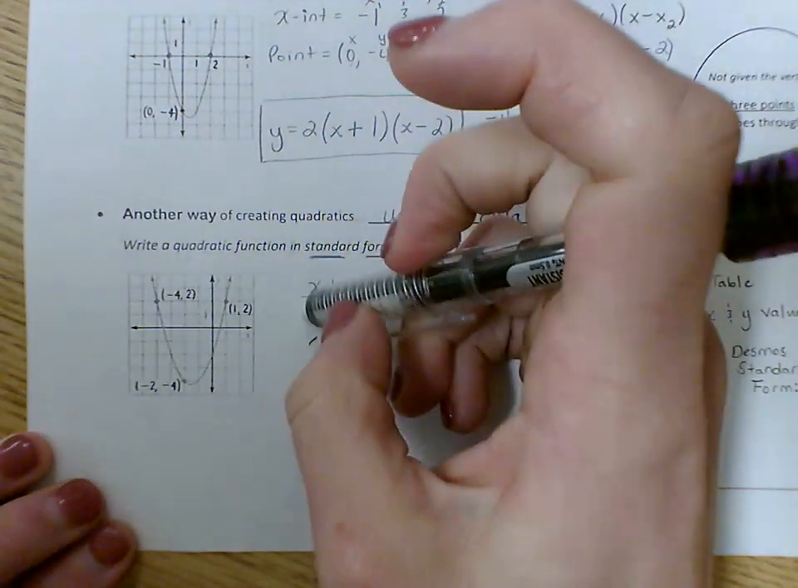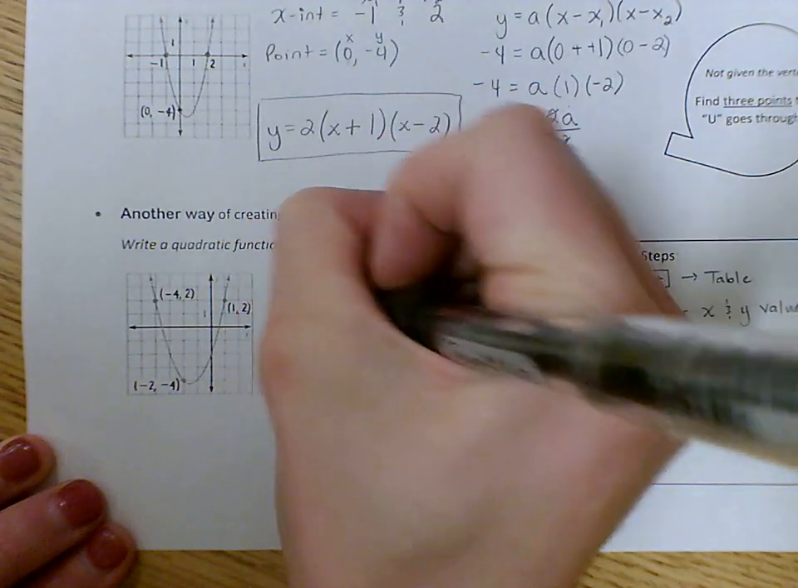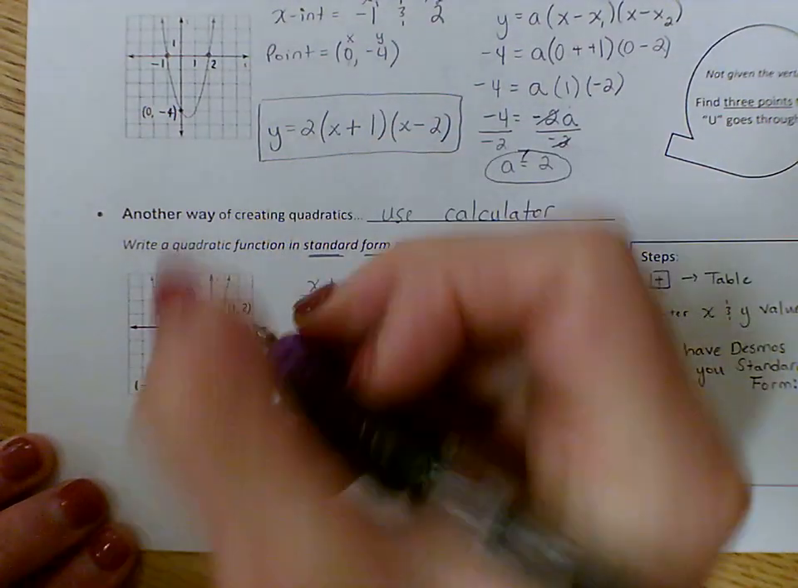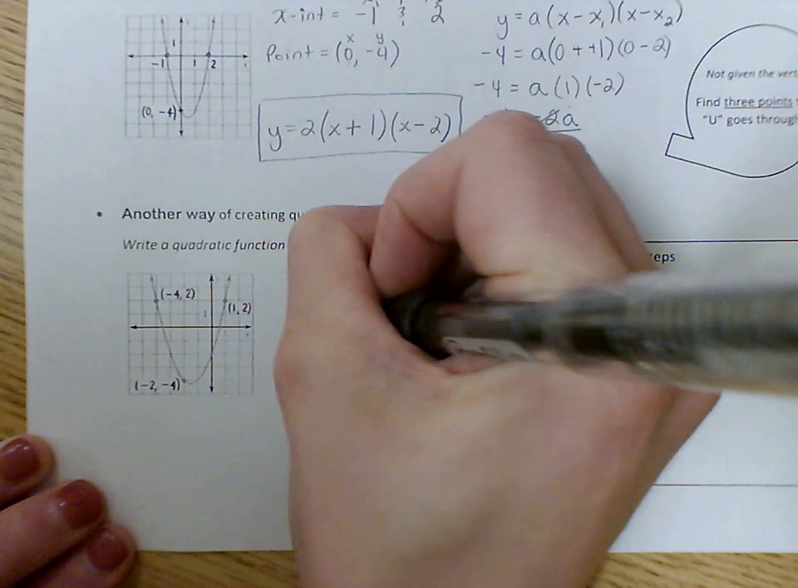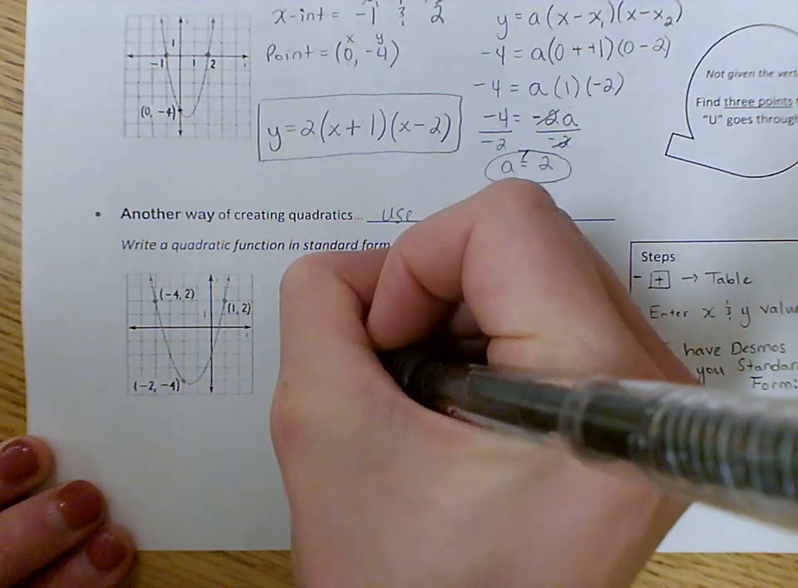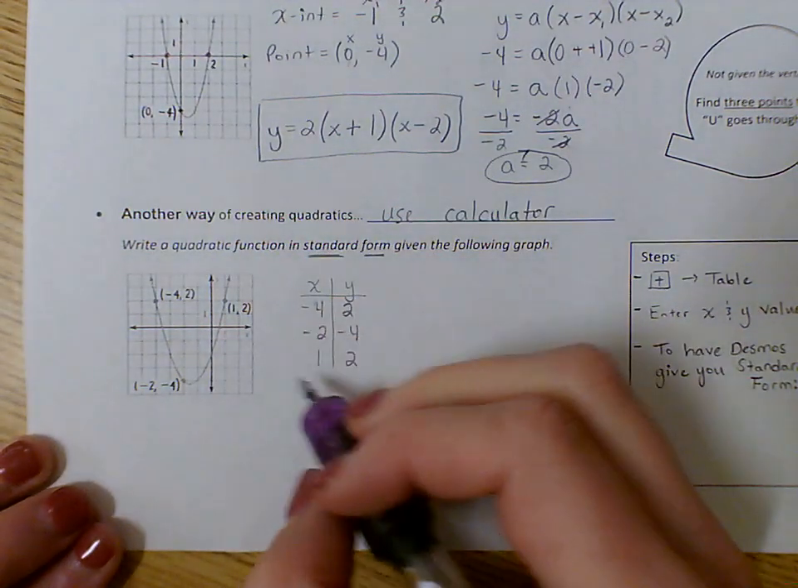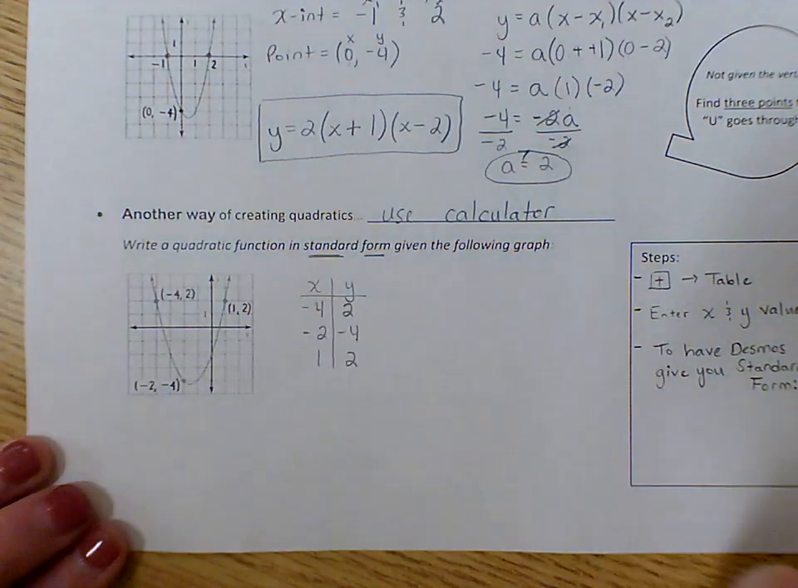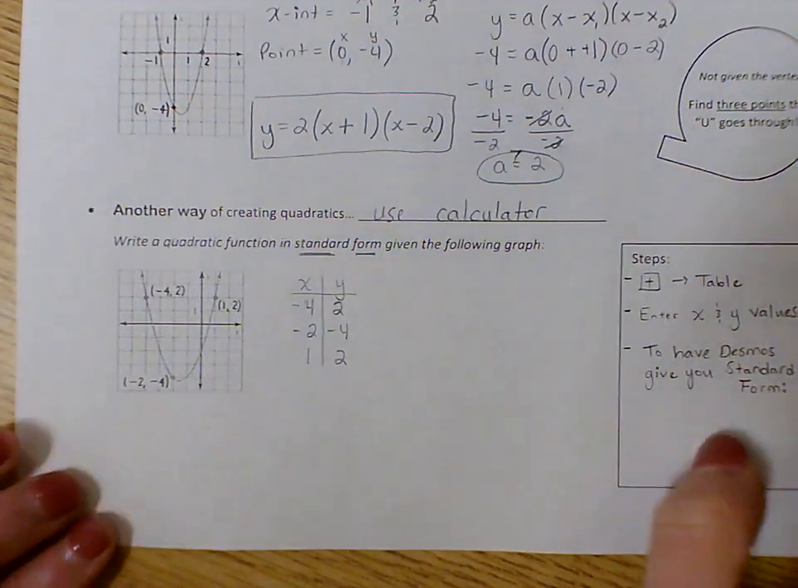So I'm just going to use the points that I've pointed out for you. So we have the point (-4, 2). And then we have the point (-2, -4). And then we have the point (1, 2). Okay, so as long as you have 3 coordinates that it goes through, you'll be able to write that quadratic equation.